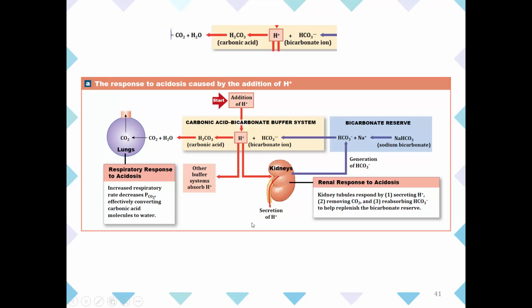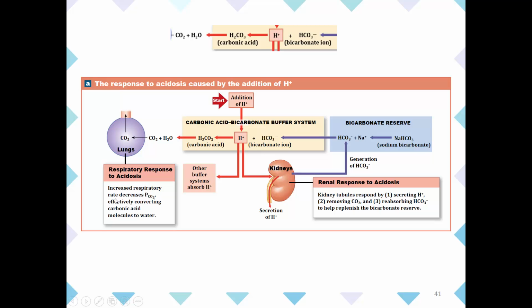So let's look at a couple of figures. Now there looks like there's a lot going on in this figure. So what I did was I cut out this middle part of the figure for us to look at. This is just our basic equation. CO2 plus H2O, carbonic acid, hydrogen, and bicarbonate ion. And so what happens if there's too much hydrogen ion? This is an acidosis situation. Well, we can convert it to CO2.